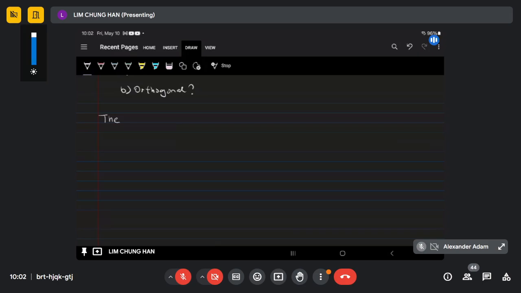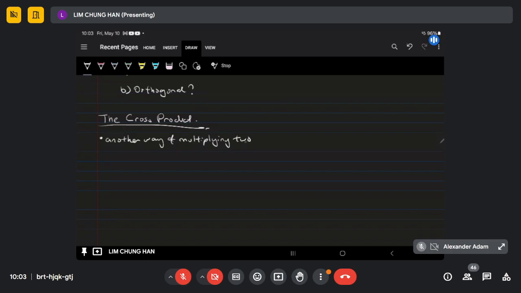So this week we are going to talk about what's known as the dot product. Okay, the cross product, sorry. So what's the cross product? The cross product is basically another way of multiplying two or more vectors together.